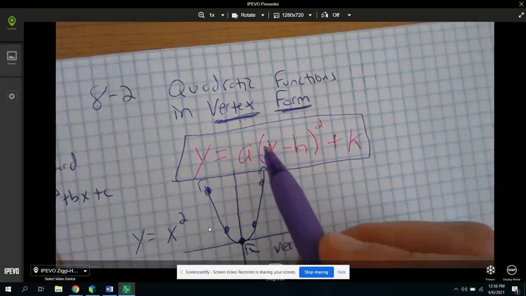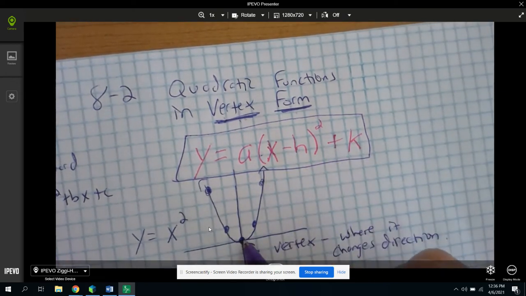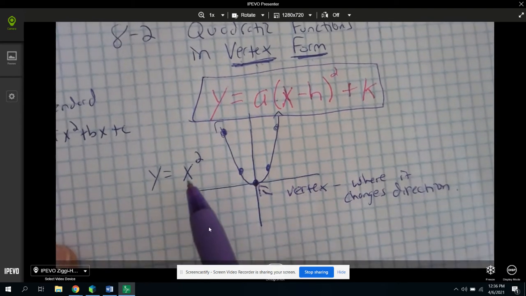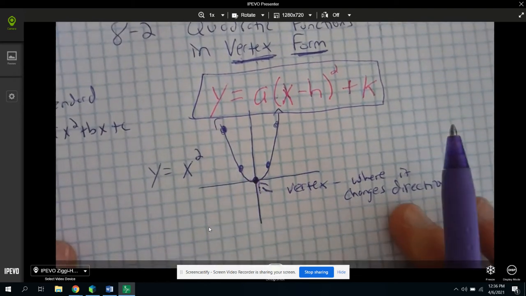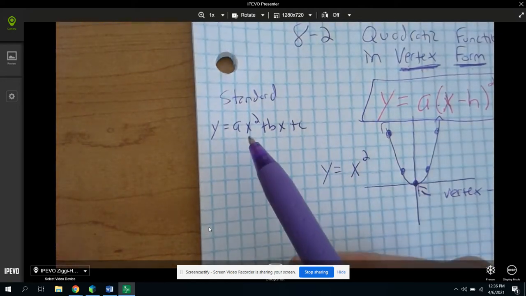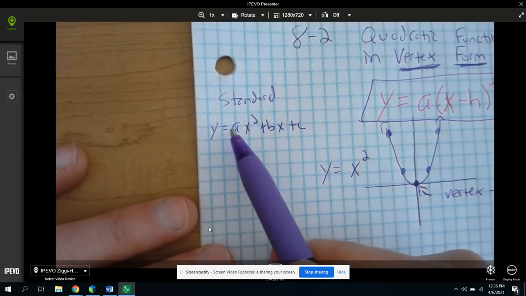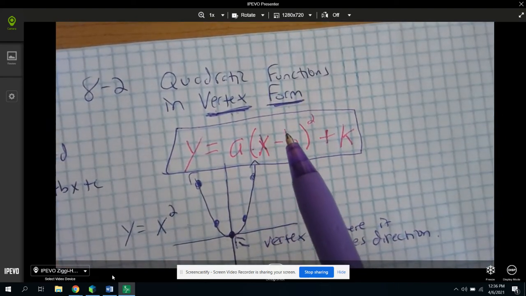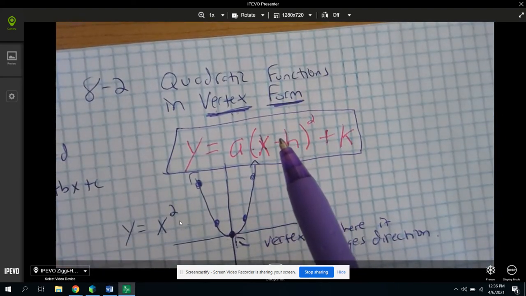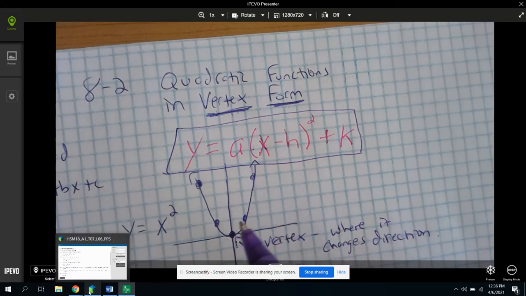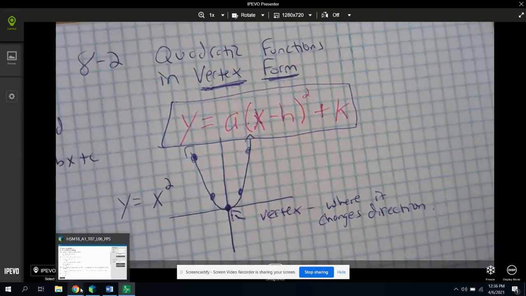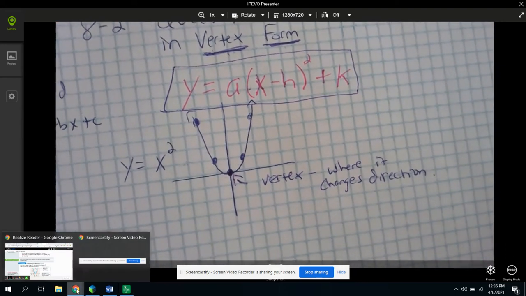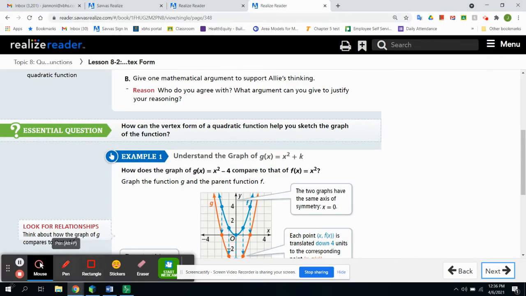Based off this, we can find exactly where the vertex is going to be located based on the equation given. Just a reminder that this was y equals x squared. What we used in chapter 7 is standard form, ax squared plus bx plus c. Again, here is vertex form. We're going to be using this form in order to solve. We're going to start off with one piece at a time of this vertex form.